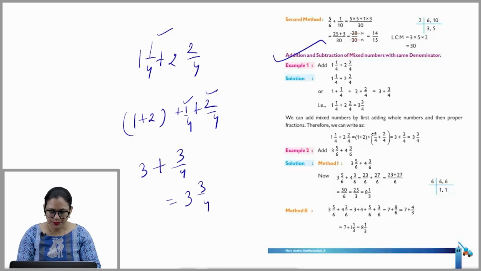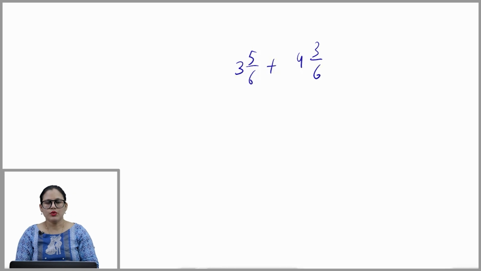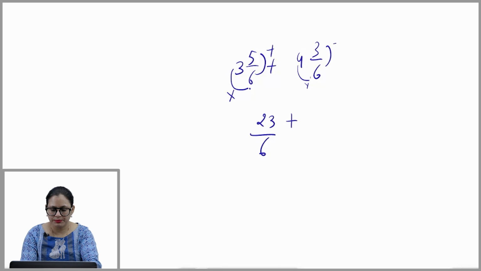Example 2, first method. In the first method, we will first change the mixed numbers into improper fractions. Let's have a look. 3 whole 5 by 6 plus 4 whole 3 by 6. So we have to convert these numbers into improper fractions. What will you do? We will multiply and then add. 3 6s are 18 plus 5, 23 by 6, plus 4 6s are 24, and you will add 3, 27 by 6.